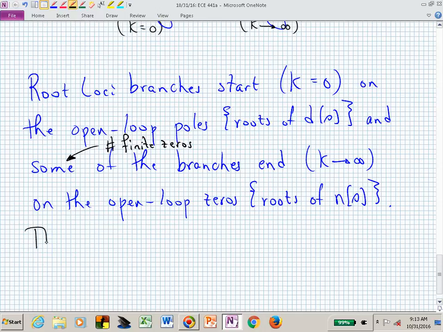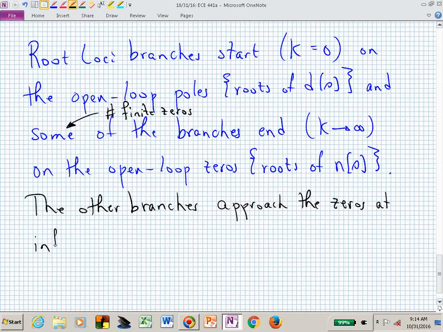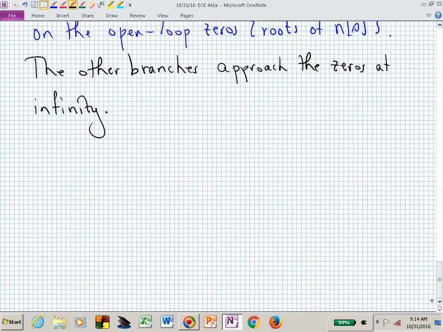So the other branches approach the zeros at infinity. The rationale behind this rule, and this rule is so easy, you're going to say, why did you use so many words and make it so difficult? It's not difficult at all, okay?